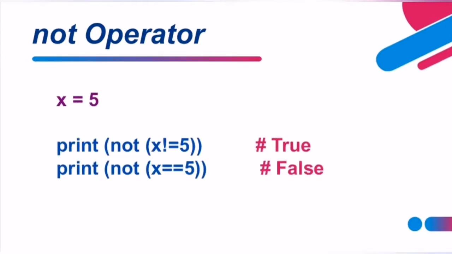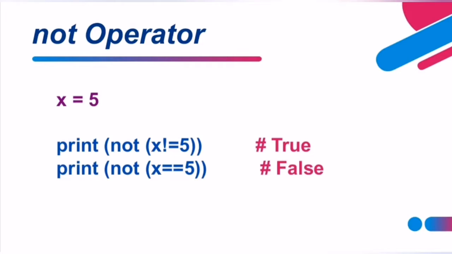Let's try one more example. Here print x equal to 5 and print not x not equal to 5. So yes, x is equal to 5, so it is true. Print not x equal to 5, so it will be false.